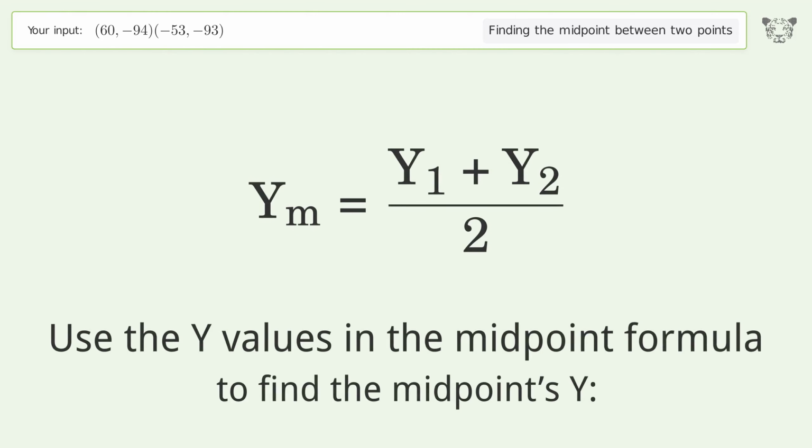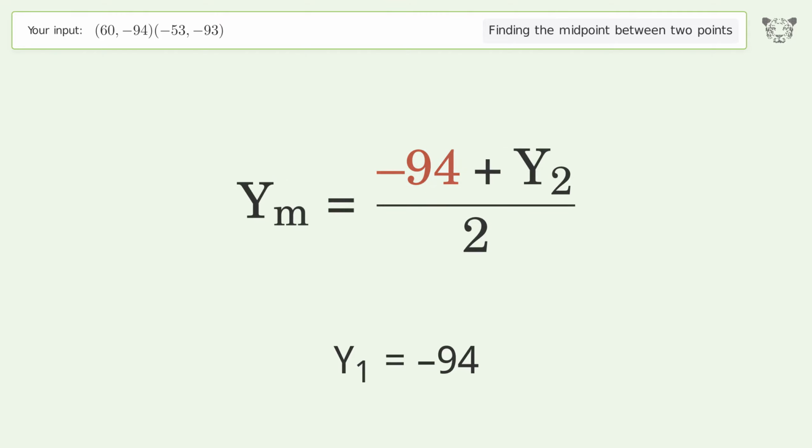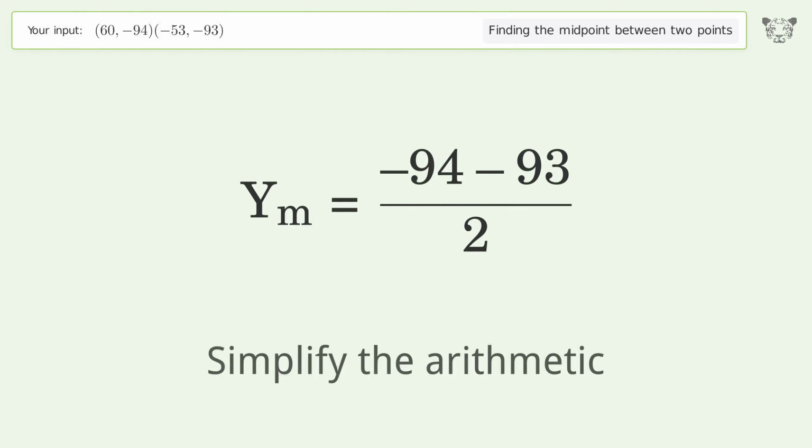Use the y values in the midpoint formula to find the midpoint's y. y1 equals negative 94. y2 equals negative 93. Simplify the arithmetic.